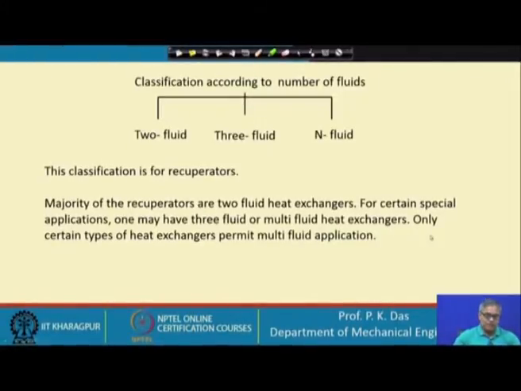I just like to give some example. The majority of the recuperators are two fluid heat exchangers. For certain special applications, there may be three fluids or more than three fluids. So, that is what we are going to see.